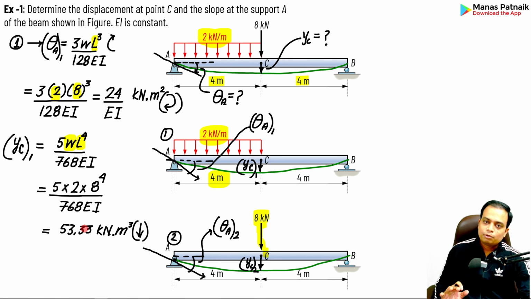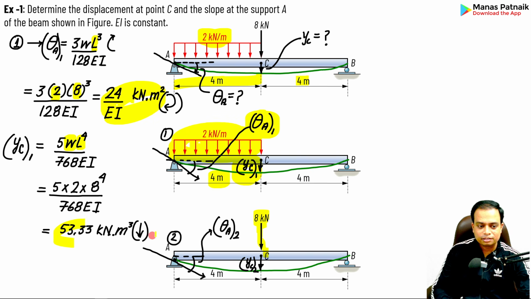So case number 1, the calculations have been made. We were supposed to calculate theta A for case 1. When the beam is subjected to just the UDL, this is the value which we got. Secondly, we were also supposed to calculate a vertical displacement when the beam is just subjected to the UDL for a 4 meter span. This is the value that we got. So far, so good.